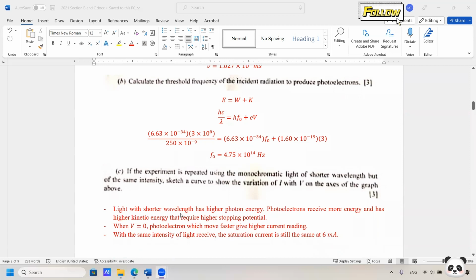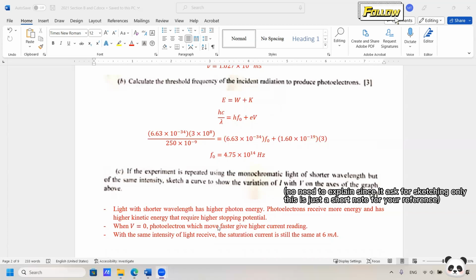The shorter wavelength means that the light has a higher photon energy. So the photoelectron receives more energy and has higher kinetic energy, which requires a higher stopping potential. When V is equal to 0, the photoelectron which moves faster can give a higher current reading. And with the same intensity of light received, the saturation current should be the same at 6 milliampere.